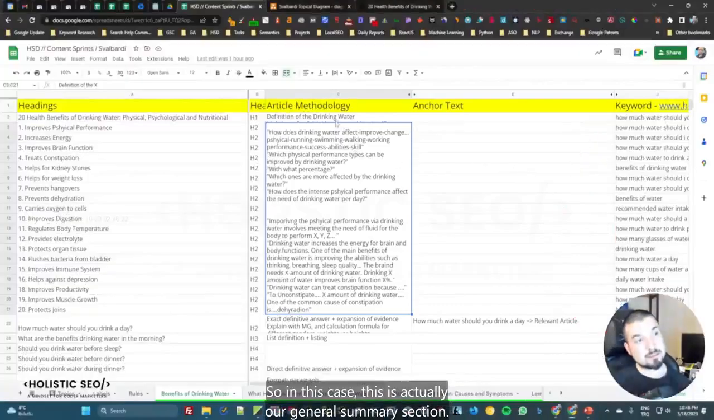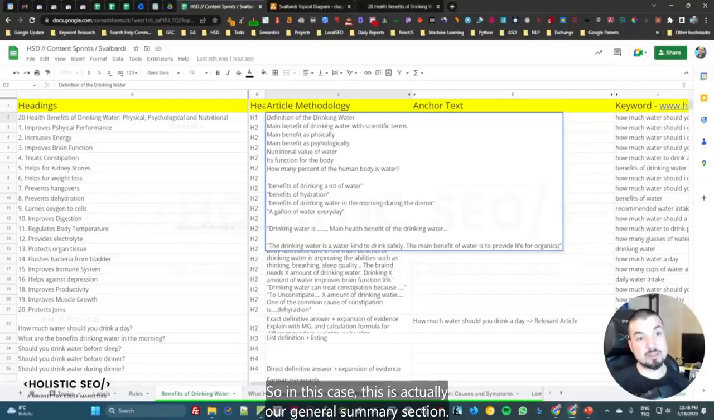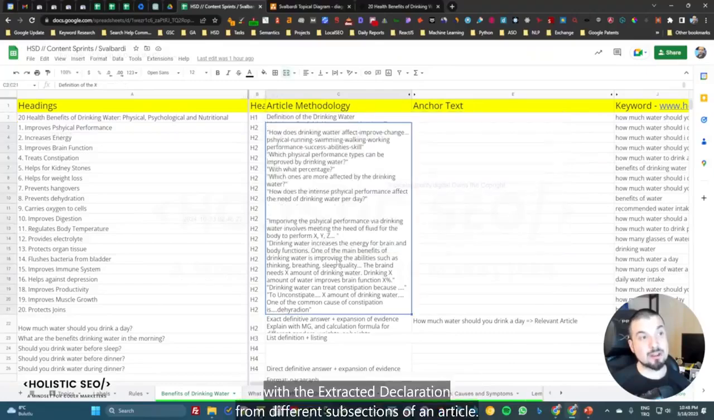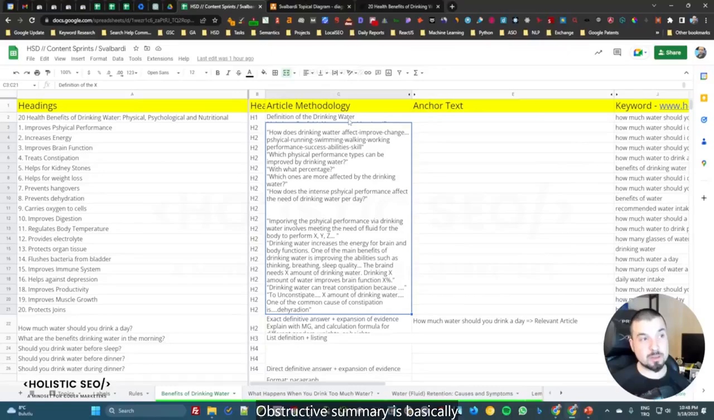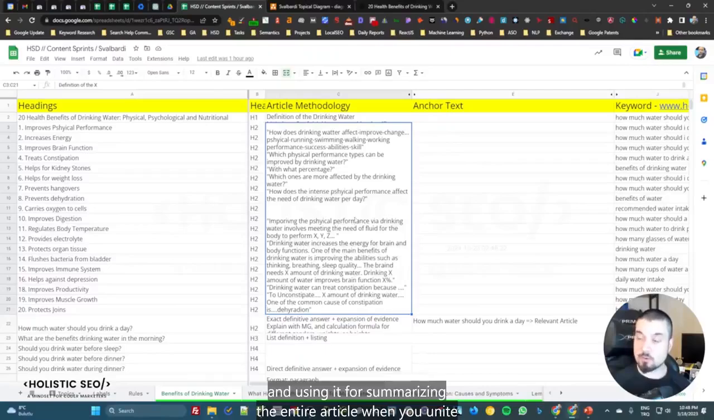So in this case, this is actually our general summary section. An extractive summary is the summary that is created with the extracted declarations from different subsections of an article. An abstractive summary is basically modifying the existing sentences in the key points of an article and using it for summarizing the entire article. When you unite extractive and abstractive summary, you will be getting a general summary part.